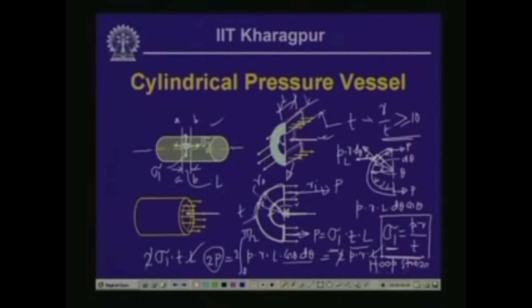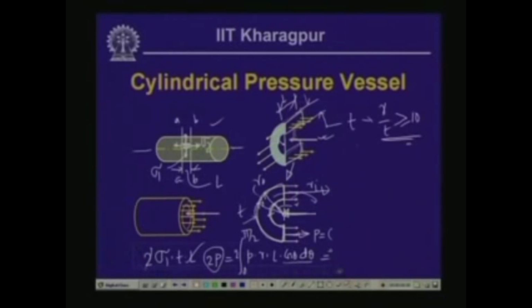Since this stress sigma 1 is acting along the circumferential direction, we call it the circumferential stress or hoop stress, where P is the internal pressure, R is the radius of the cylindrical vessel, and T is the thickness of the wall. Now, we can compute this directly as well. We can compute the value of circumferential stress or hoop stress from this particular figure.